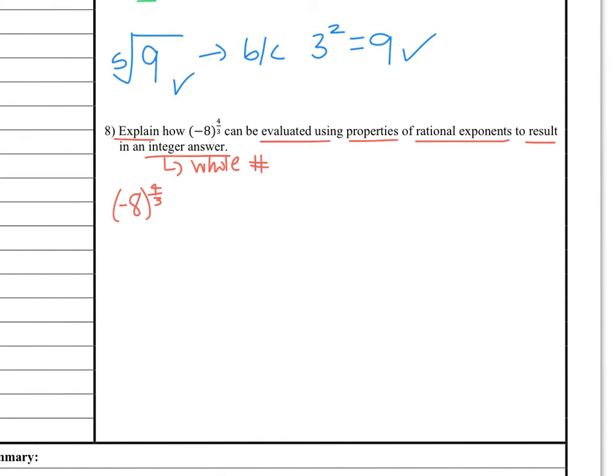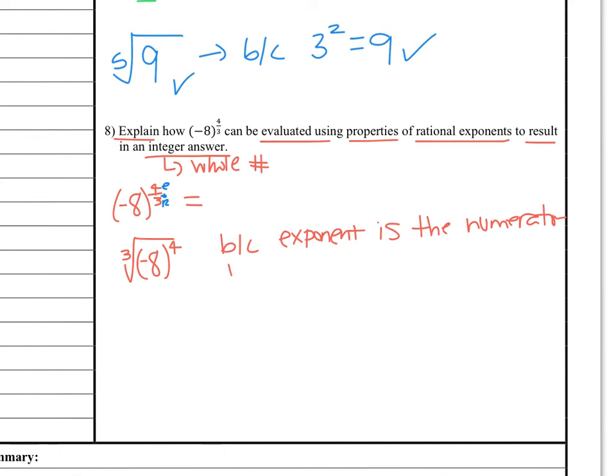So we're going to again start off with the original expression, so negative 8 to the 4/3 power is going to be rewritten using e over r as the cube root of negative 8 to the 4th. Let's use parentheses here since it's negative. It's always a good idea to use parentheses when it's negative. Okay, and how do we know this? Because the exponent, again, just like we said before, is the numerator and the index, or the root, is the denominator.